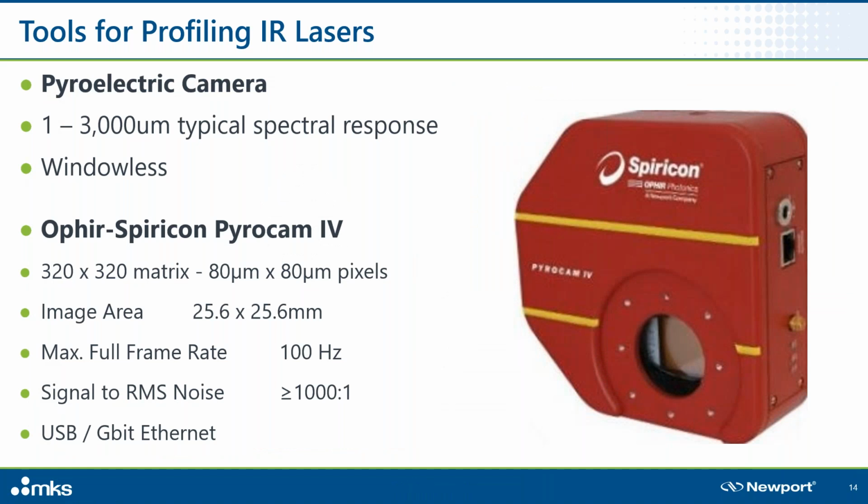Another tool that's available commercially is a pyroelectric camera. This camera is offered by Ophir Spiricon and features a 320 by 320 matrix, 80 micron pixels, with a 1 inch by 1 inch image area. Maximum frame rate of this particular camera is about 100 hertz. It interfaces via USB or gigabit Ethernet.